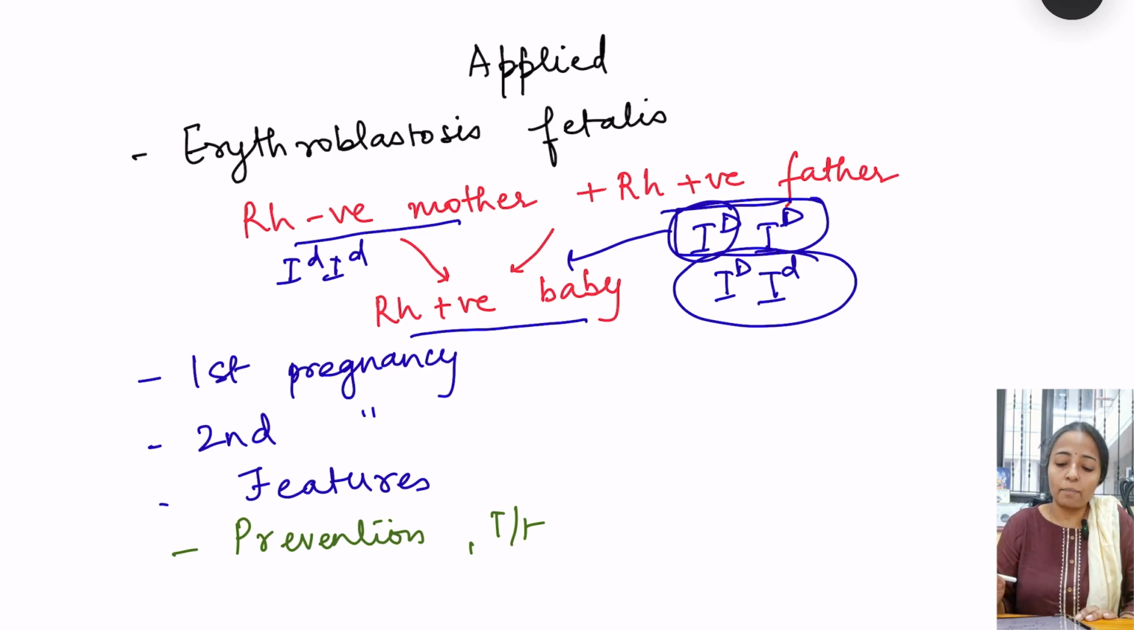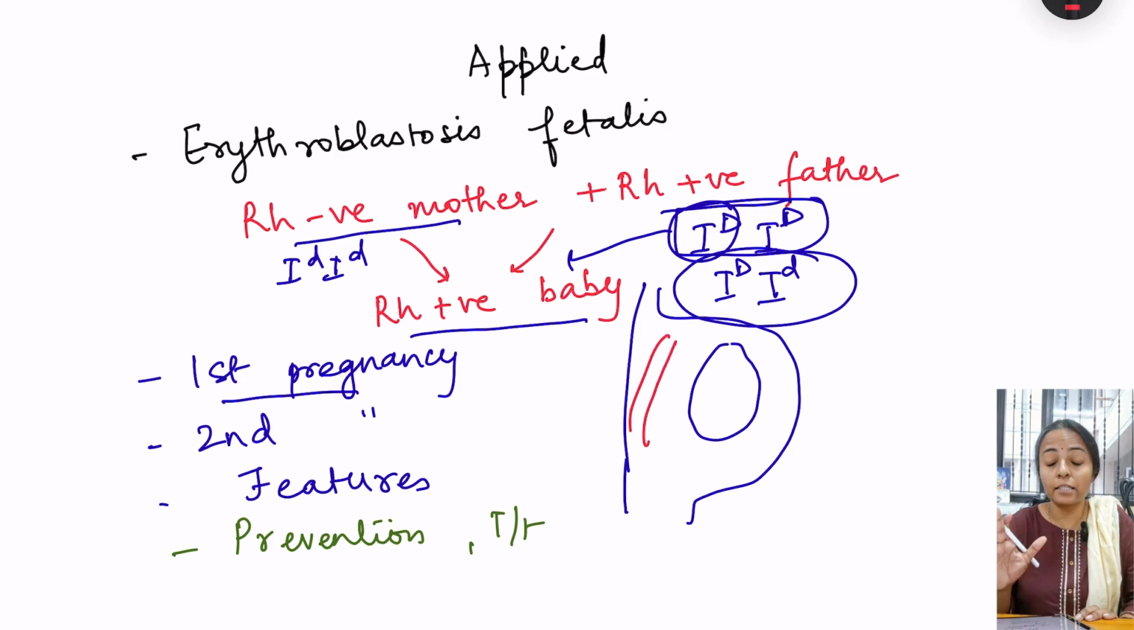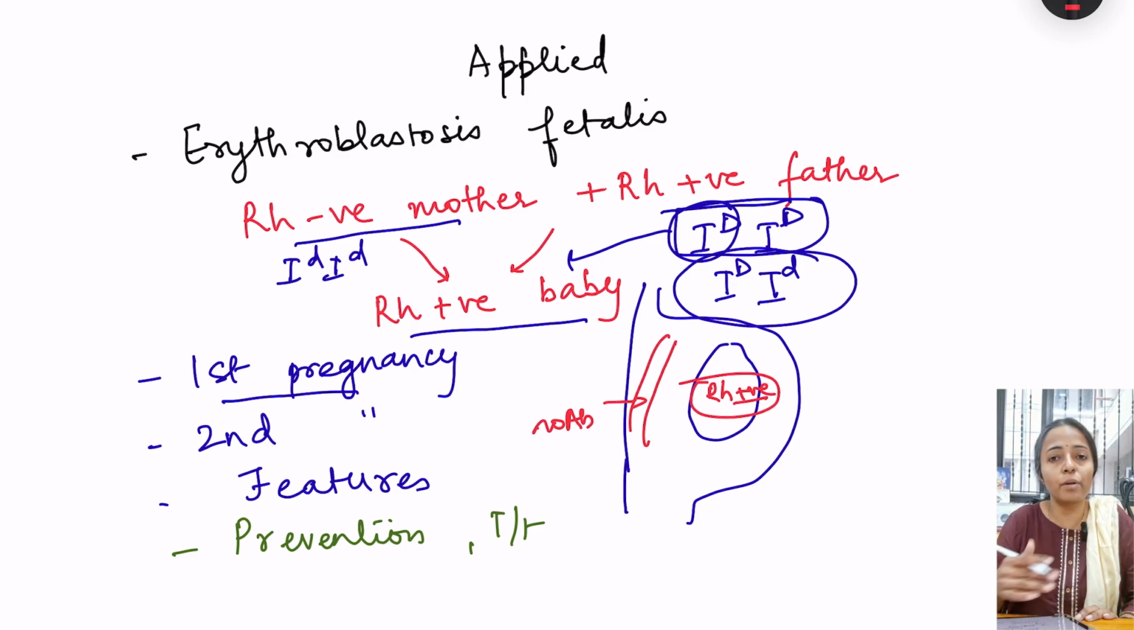So in this case, what happens in the first pregnancy? Say suppose this is the fetus, and this is the mother. The maternal circulation has RBCs which are D antigen negative, and there will not be any antibodies, right? So no antibodies in the mother, but in the fetus there is Rh positive blood. Fine, in the first pregnancy it will be like that, but during delivery some of this Rh positive blood of the fetus will enter into the maternal circulation. And because of the exposure to this Rh positive blood in the maternal circulation, there will be generation of antibodies.